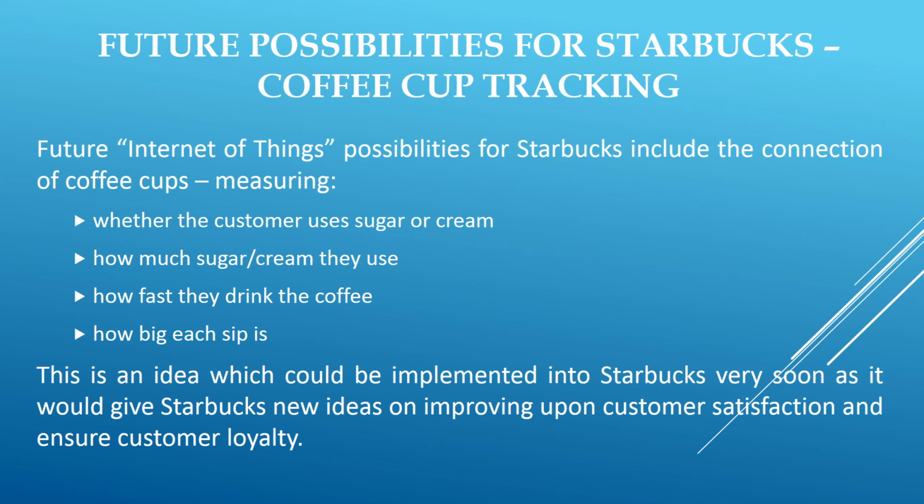Future possibilities for Starbucks regarding the Internet of Things include the ability to connect to coffee cups, which will allow Starbucks to track whether the customer uses sugar or cream with their coffee, how much they use, how fast they drink their coffee, and how big each sip is. This is an idea which could be implemented at Starbucks very soon, as it would give Starbucks new ideas on improving customer satisfaction and ensuring customer loyalty.